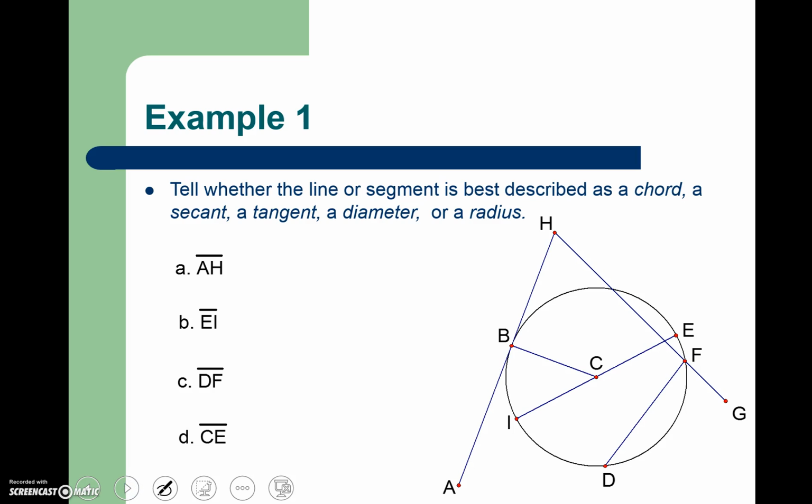So here's our first example. If the substitute or the teacher could hit pause for a moment and have the students try this, give them about 2 or 3 minutes to name the different things.